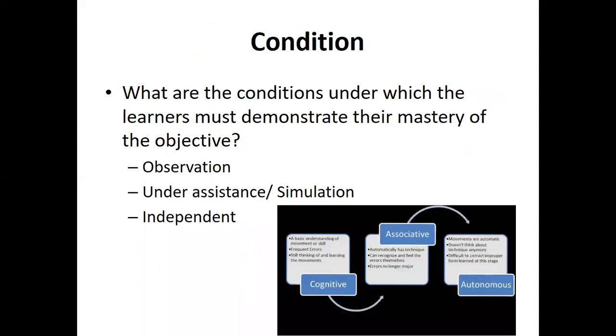Condition. What are the conditions under which the learners must demonstrate their mastery of the objective? So this is under assistance, simulation, observation, independent. It depends on at which stage you are going to demonstrate them. If that is in the initial stage, it will be just observation. In the second stage, they will need assistance and feedback, and there will be chances of error, but they may work in simulation under supervision. Here there will be critical involvement of the student, and then it moves to the real-life environment.